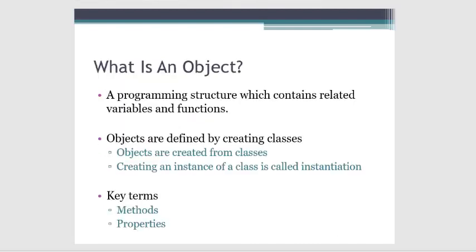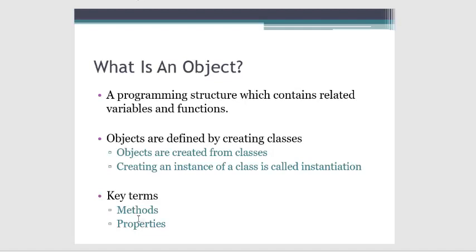So first off, what is an object? Like I said, I'm going to be doing a lot of talking in the beginning. An object is a programming structure where all the related variables and functions are grouped together. This is a construct of object-oriented programming, and I've got a slide on that in a few minutes. Objects are created by defining classes. So we're going to learn how to create classes, and those classes have methods and properties.